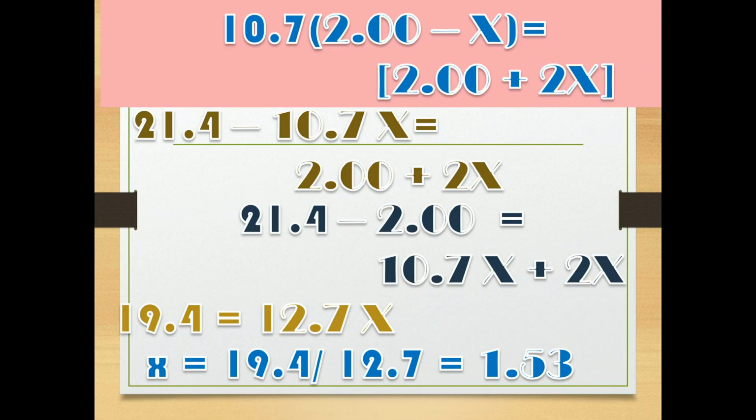I get 21.4 minus 10.7x equals 2 plus 2x. Move all the x's to one side and all the numbers to the other. I always move it so that my x's end up positive and hopefully my numbers end up positive too. So I moved the minus 10.7x to the right side to make it positive and move the 2 to the left side. So then I have 19.4 equals 12.7x, and my x is 1.53. Like I said, I did this one yesterday. I'm just reviewing all the steps.